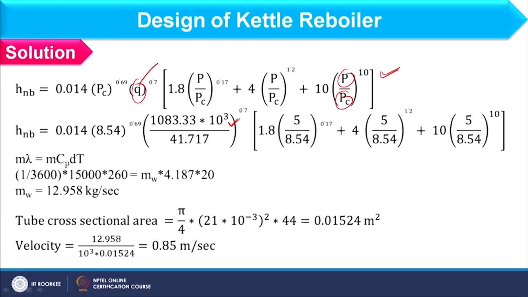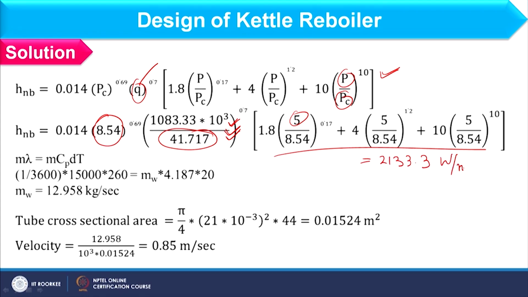So, here I am having flux as 1083.33 into 10 to the power 3 watt divided by the heat transfer area. This is the simple calculation for flux. Critical pressure for chlorine is given to us and operating pressure also. Considering these parameters, you can find out the HNB value, which should come as 2133.3 watt per meter square degree Celsius. Sorry, I forgot to write the value over here, but you can see the value as like this.